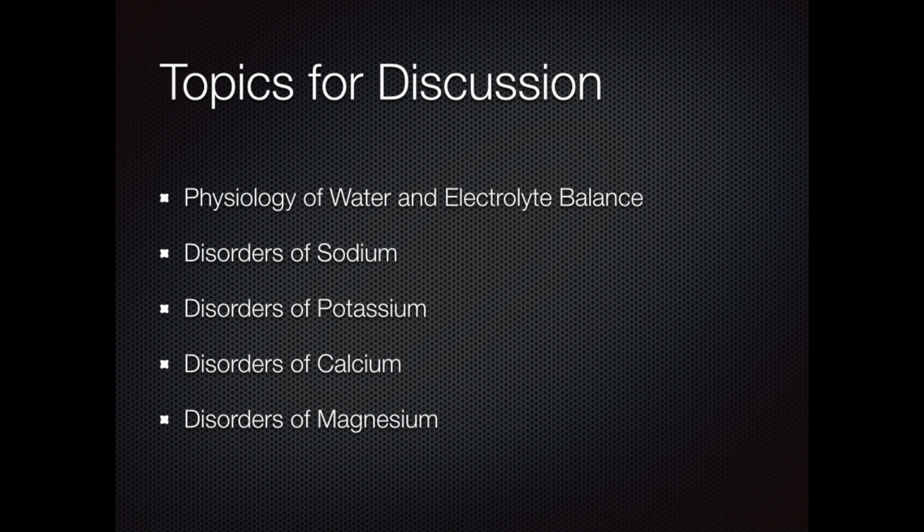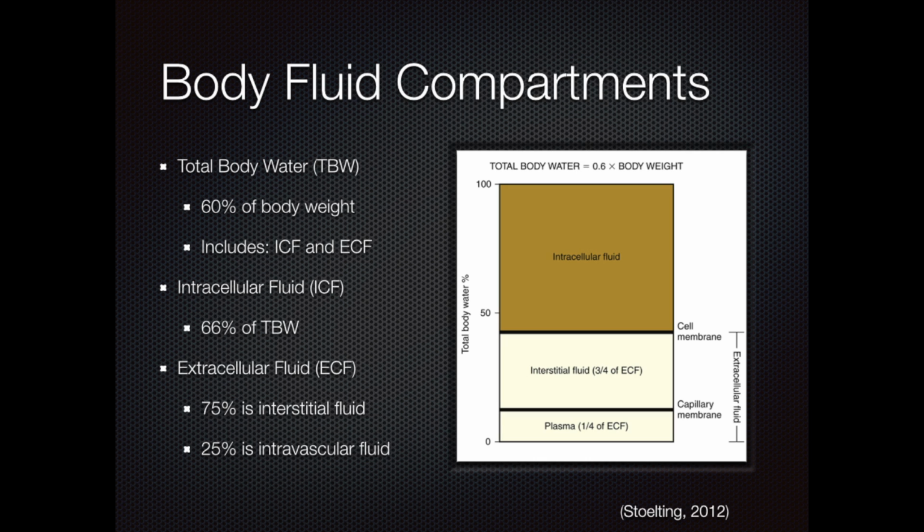The topics for this presentation include a brief introduction to the physiology of water and electrolyte balance, followed by a discussion of the signs and symptoms, pathophysiology, treatment modalities, and anesthetic plans associated with disorders of sodium, potassium, calcium, and magnesium. The topics discussed in this presentation are the same as those listed on the RNA 894 Exam 1 topics list. I'll begin with the body's fluid compartments.